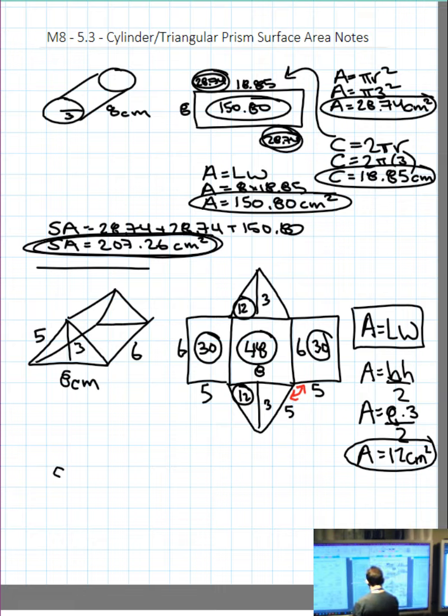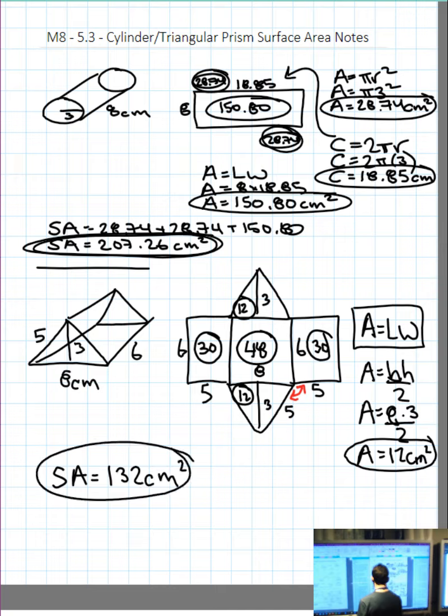And the surface area, as you can see in the notes, is just adding them all up. 12 plus 12 plus 30 plus 30 plus 48 equals 132 centimeters squared. And let's circle that answer twice.